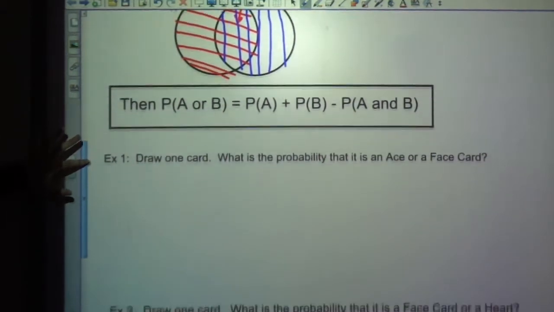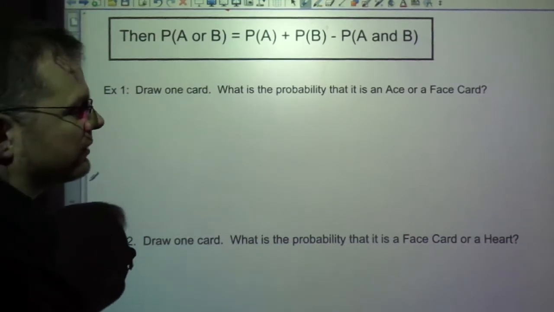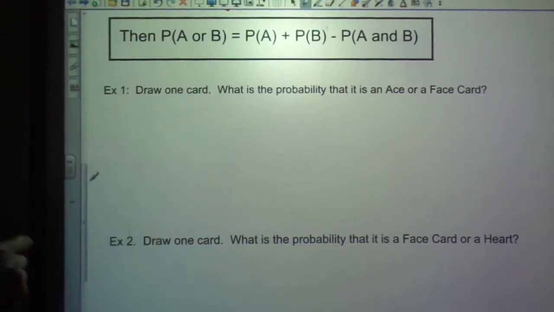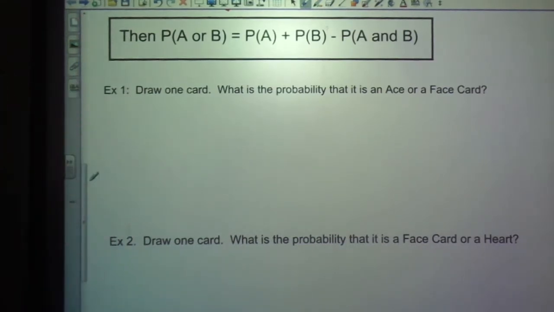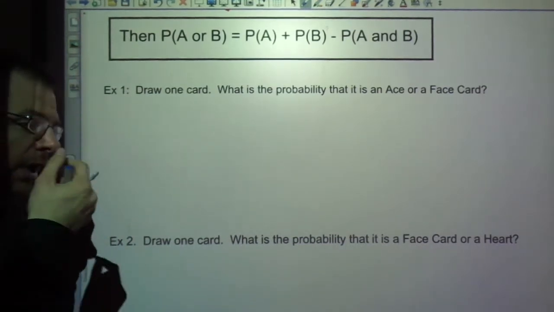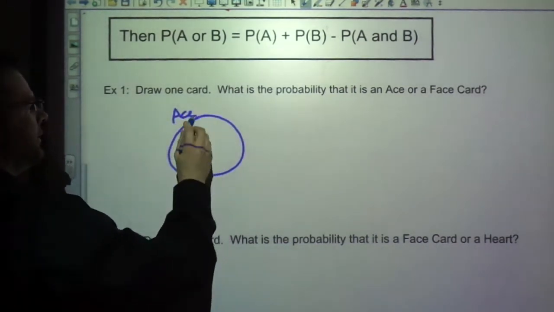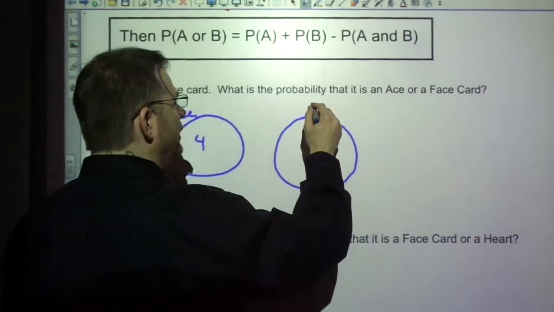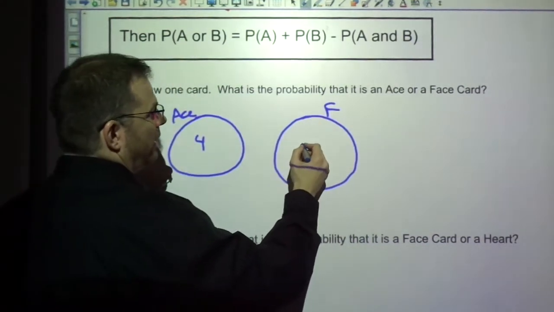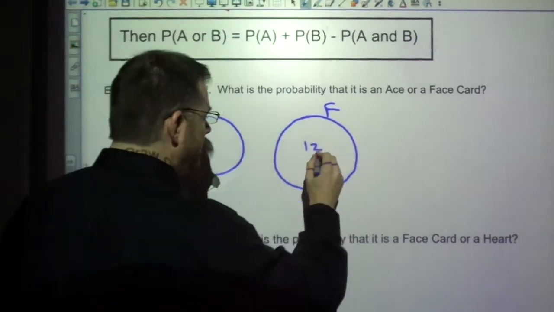Okay, a couple examples. If we draw one card, what's the probability that it's an ace or a face card? So let's think about that first. Are those mutually exclusive? Could you be a card that is both an ace and a face card? Meaning a jack, queen, king. No, you're either an ace over here, and there are 4 of them, or you're a jack, queen, king face card, and there are 3 times 4 suits, there are 12 of those.